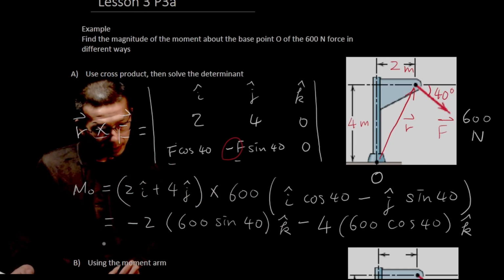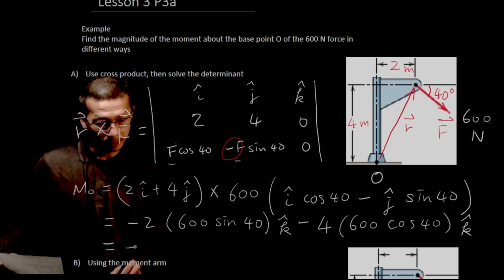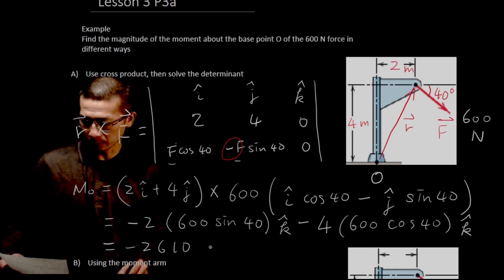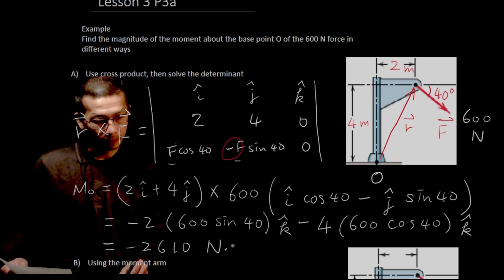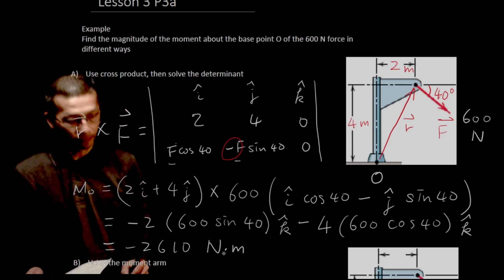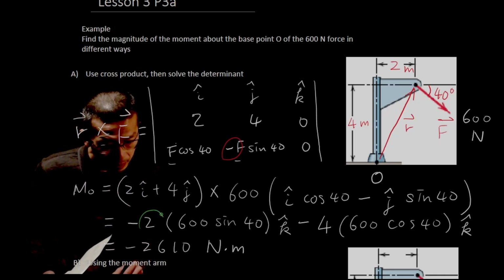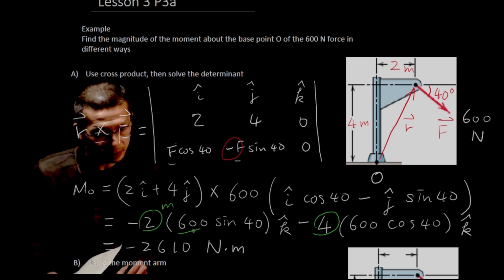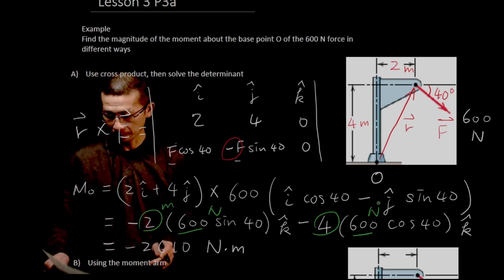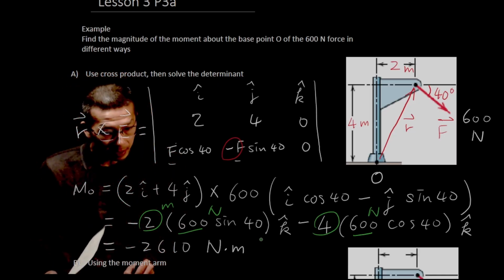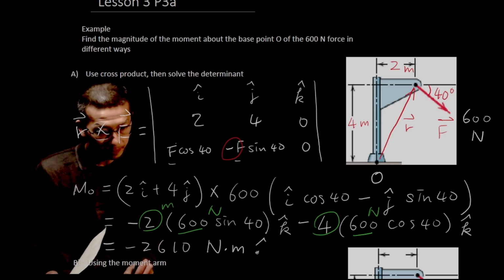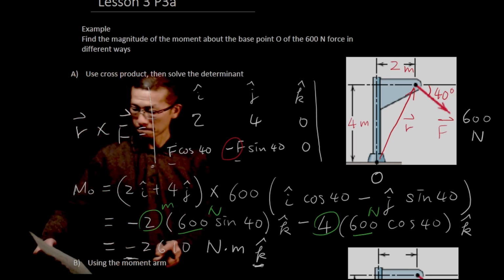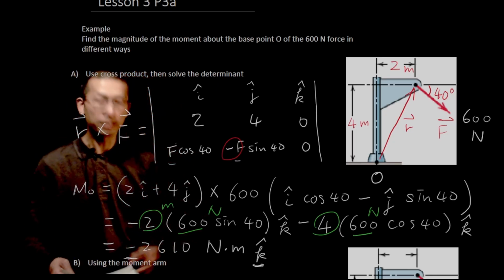And if we do the math, you should get minus 2610 Newton meter. Now just be careful. This 2 here and 4 here is meter. I skipped the unit. This 600 here is Newton, so Newton meter, in the negative K direction. Right, this negative and this K. So that's the first way to do it.